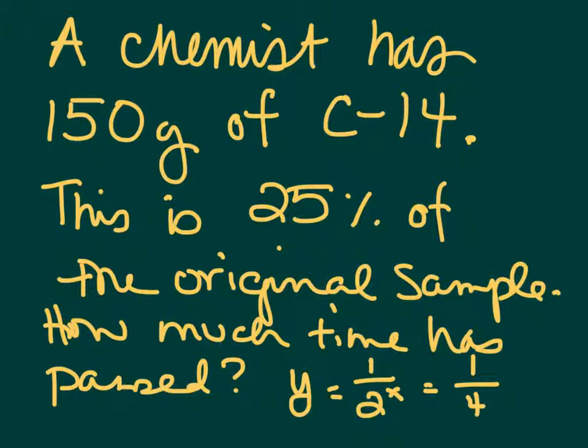What was the original sample size? 600 grams? How'd you get there? Because 25% times 2 is 50, that's 300. So that gets you 600.